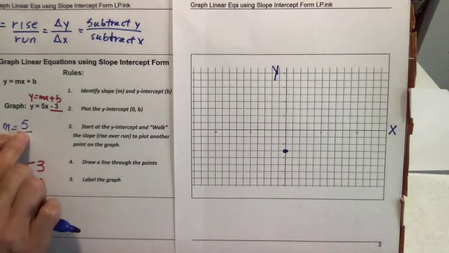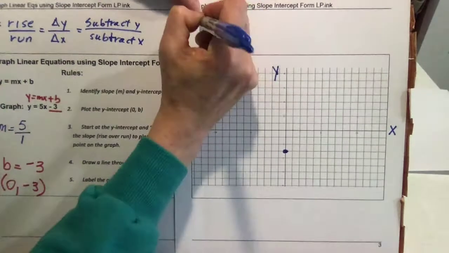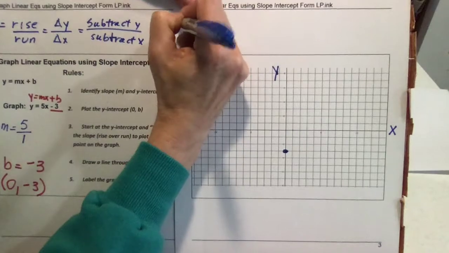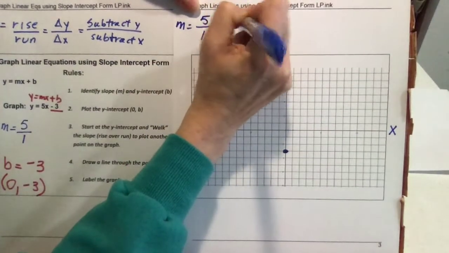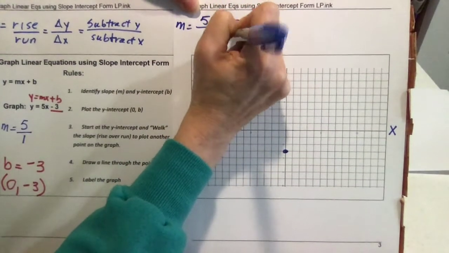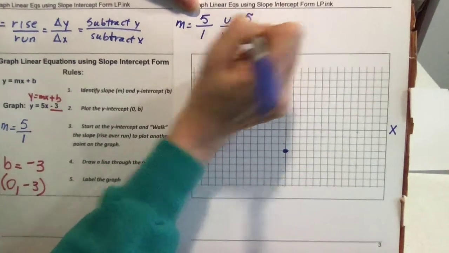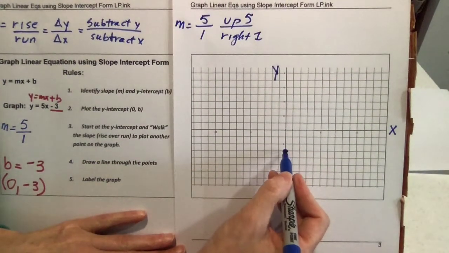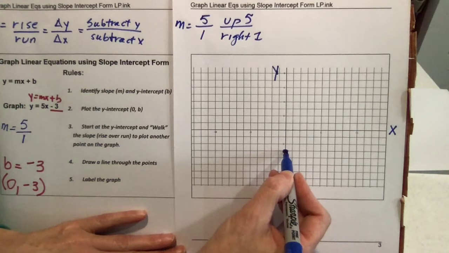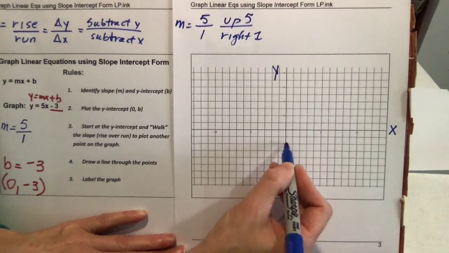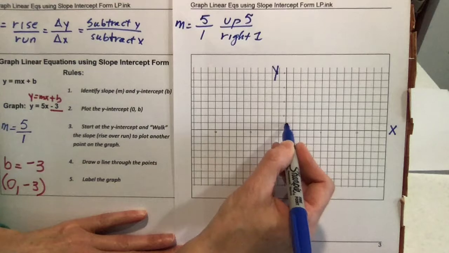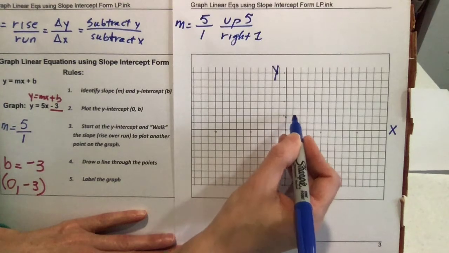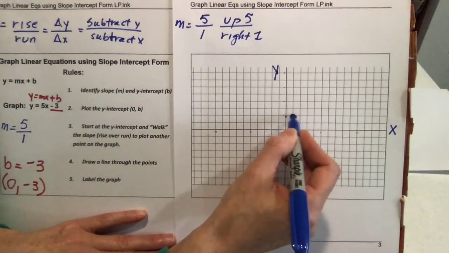Now you're going to walk your slope. You're going to rise 5. Our slope is 5 over 1, so we're going to go up 5 and right 1. That's how I talk to myself when I do this, and it would be a good idea for you too, another strategy. From the point you just created and plotted, you're going to walk 1, 2, 3, 4, 5, go to the right 1, and put a point.